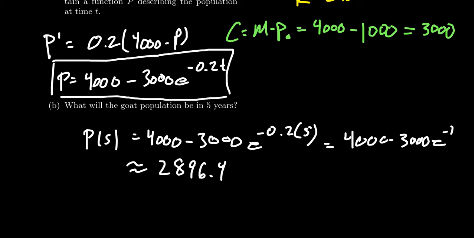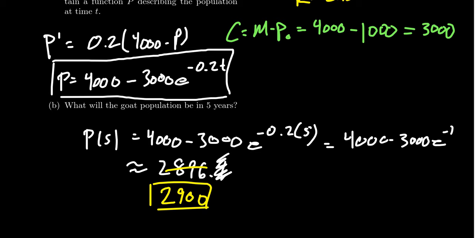So we'd have to round, right? I mean, you could round to just 2,896. That's sort of like the nearest goat there. But one thing we should remember about models is that these are only estimates. They're only predictions. We don't expect these things to be perfect. And therefore, it would be quite natural to just round this to 2,900.